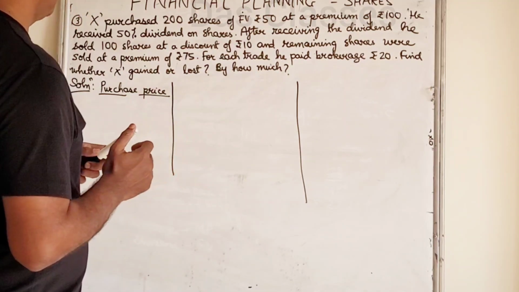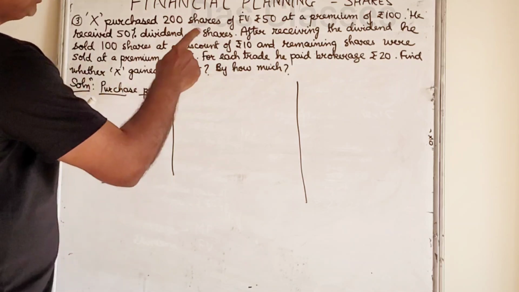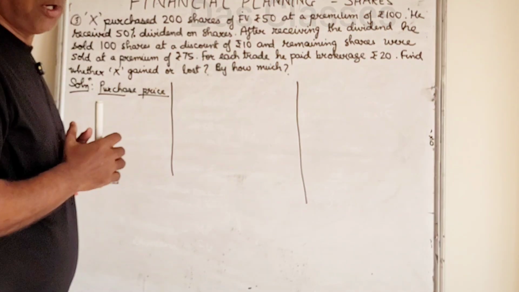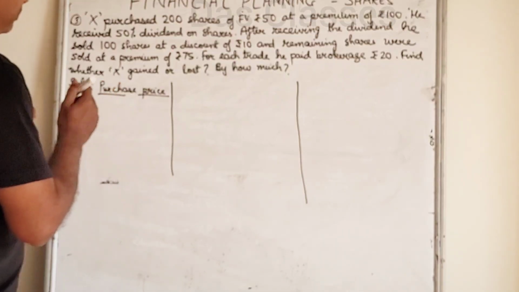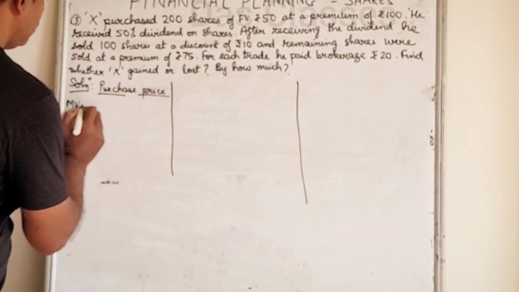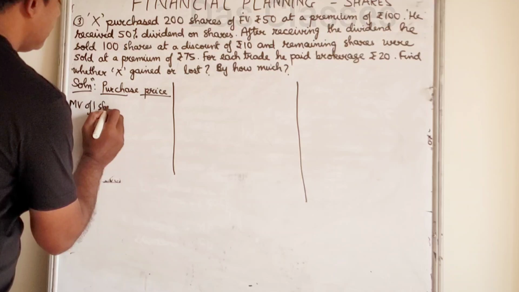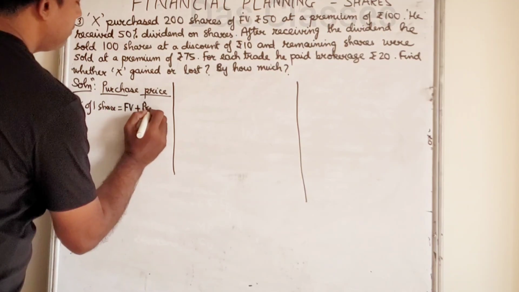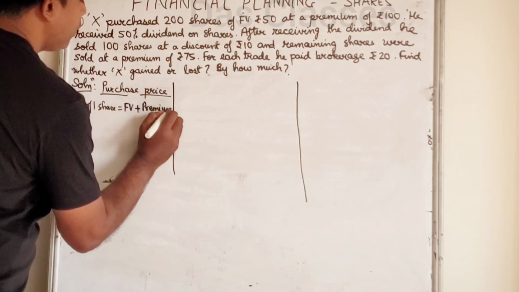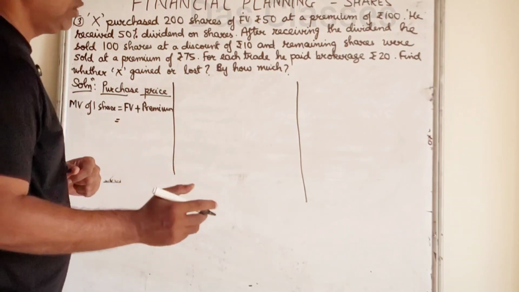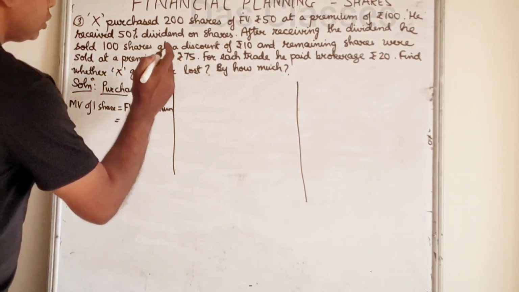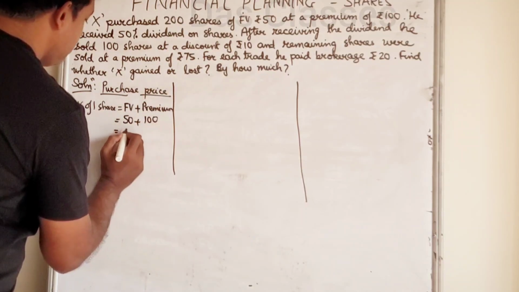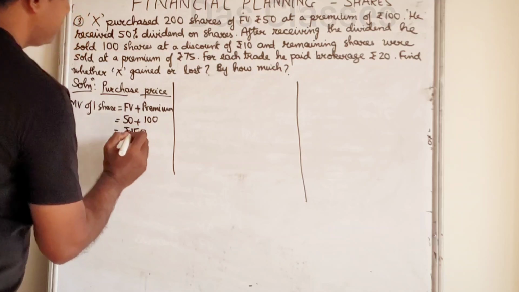So for the purchase price of the share, the face value of the share is 50 and he paid a premium. Now premium means extra amount that you pay on a share. So the market value of one share is going to be equal to face value plus premium. Whenever it's a premium, you need to add it, and whenever it's a discount, we need to subtract from the face value. So face value is 50, premium is 100, which means the market value of one share is 150.